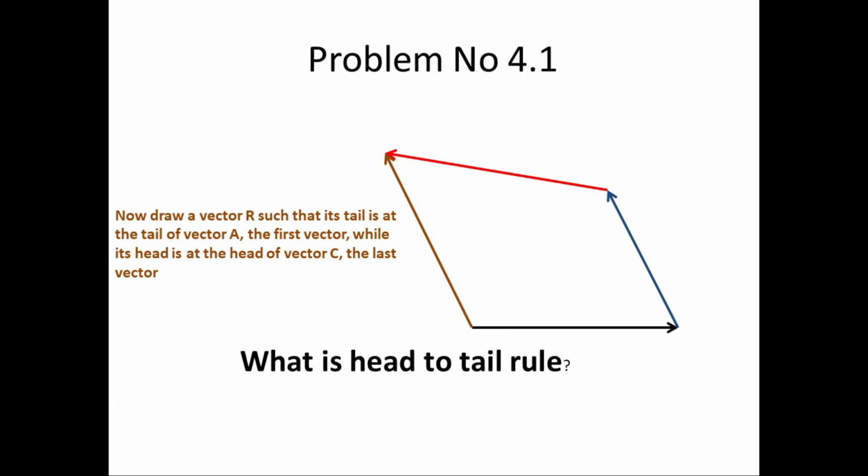In this way, we can use head-to-tail rule to add the multiple vectors, and we will get the resultant vector and the direction of the resultant vector. By measuring the length of this resultant vector R, we can calculate the magnitude, and by measuring the angle from the x-axis to the resultant vector, we can find theta, the direction of the vector.